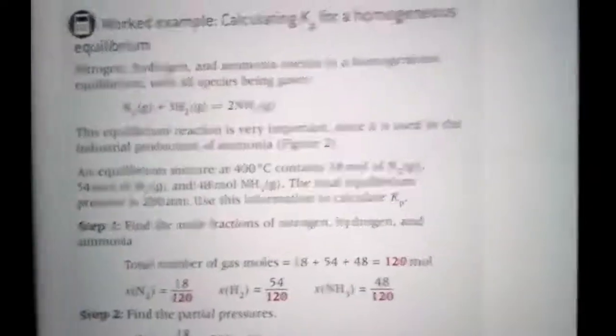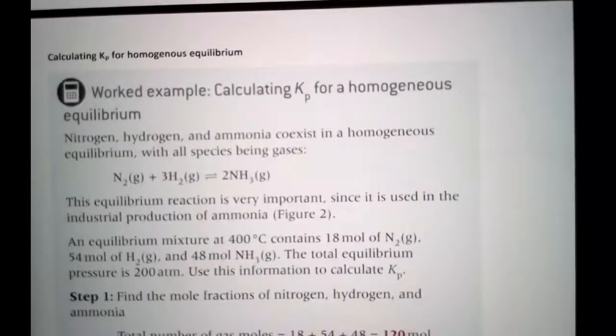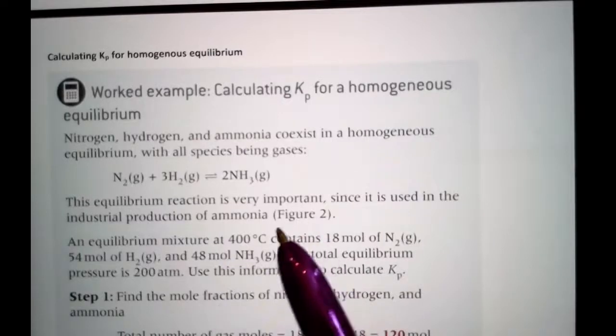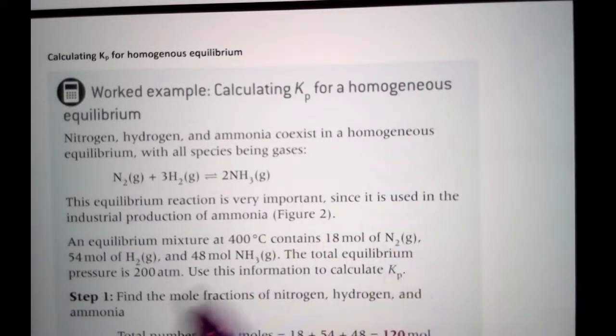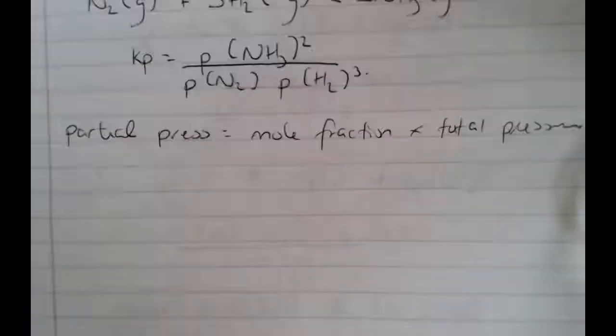If I just zoom in on the question part as opposed to the solution, it tells me that at equilibrium, and it gives me the temperature, I've got 18 moles of N2, 54 of H2, 48 of NH3. I can use those values to work out the mole fraction for each gas. And once I know the mole fraction, I'm going to be timesing it by the total pressure, which I'm also given in the question, to calculate the partial pressure for each gas.